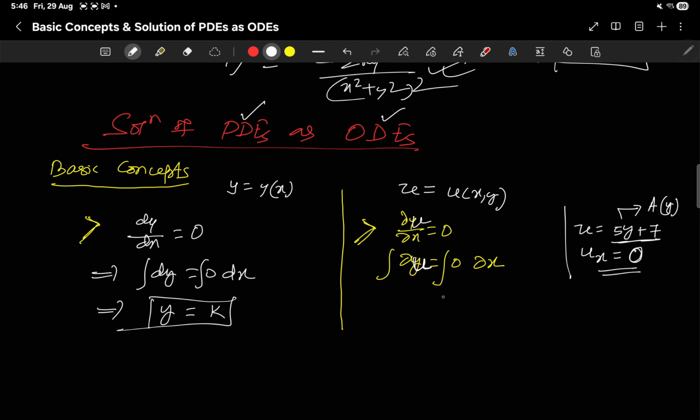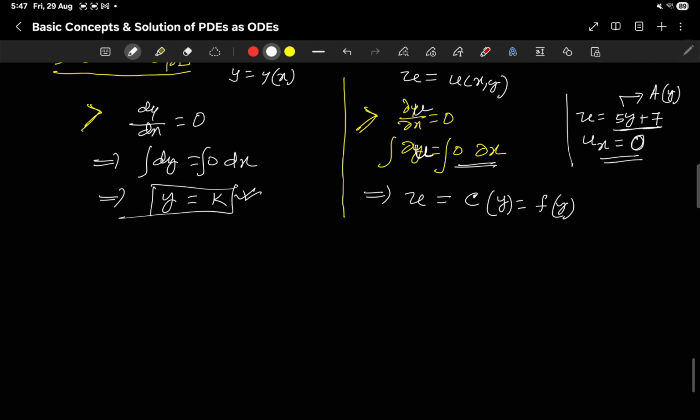So here we will write, not a pure constant, but this implies u will be a function of that constant, which will involve y, which means it is a function of y, or I write f of y, function of y. You mark this difference.